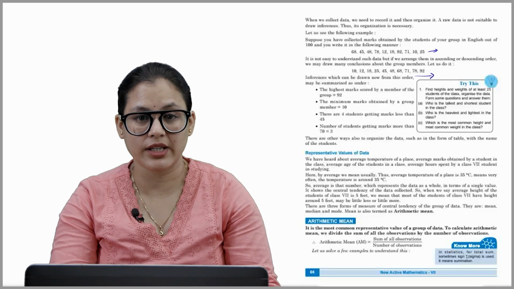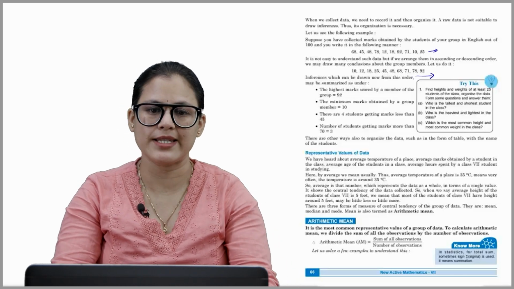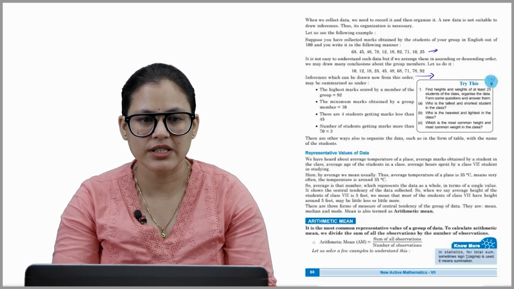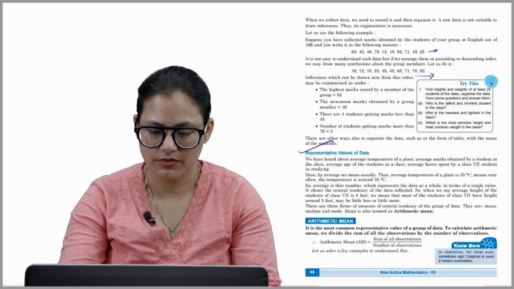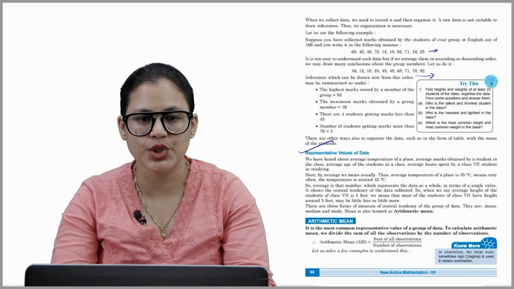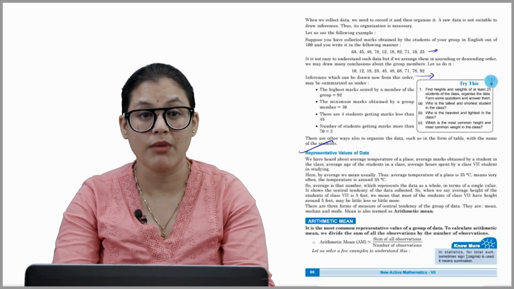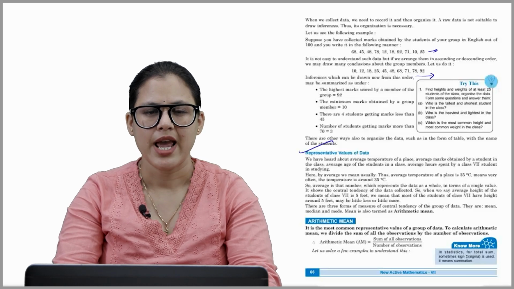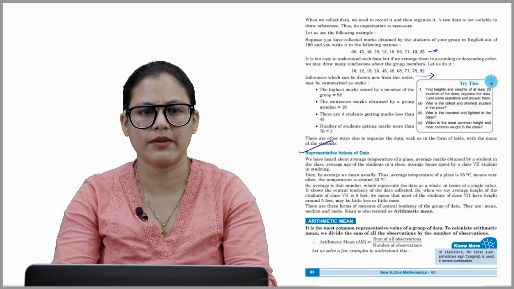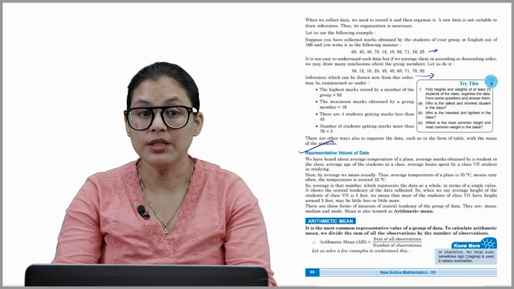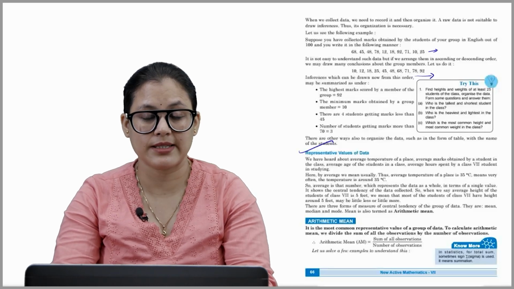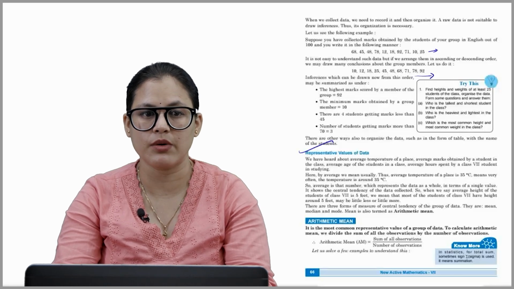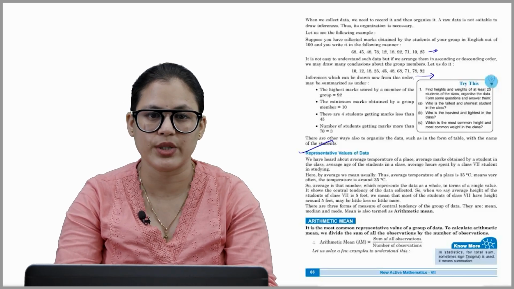So there are other ways also to organize the data, such as in the form of table with the name of the students. Okay. Next, representative values of data. We have heard about average temperature of a place, average marks obtained by a student in the class, average age of the students in a class, average hours spent by a class 7 students in studying.